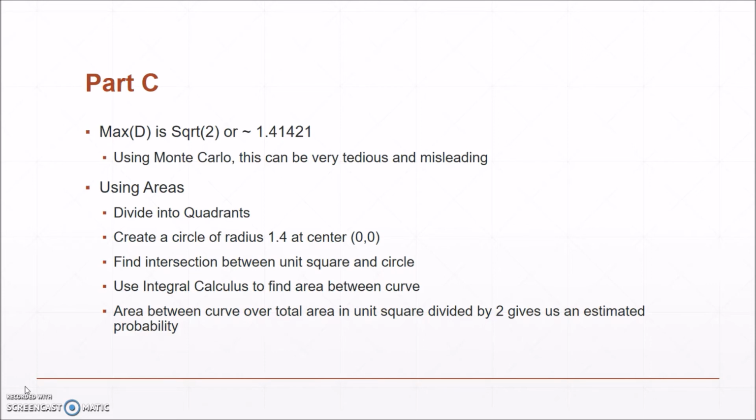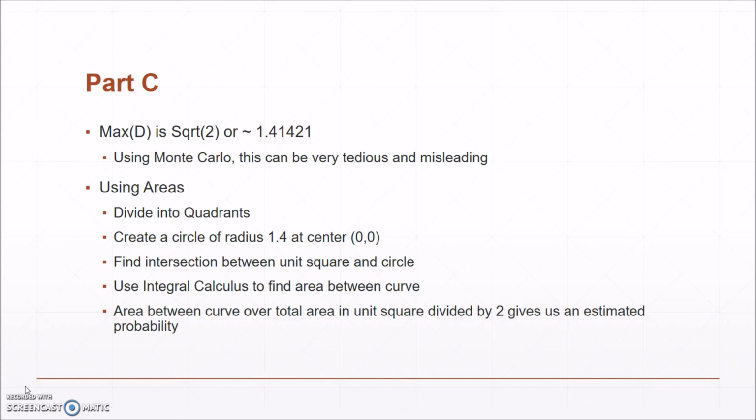So there are a few ways to, I guess, approach this problem. Instead of using simulations, you can just use areas, because eventually Monte Carlo will use simulations to determine probabilities using areas. But we can figure out the areas by dividing up the quadrants of the unit circle and creating a circle of radius 1.4 at the center. And because we know the formula for that circle, we can find an intersection between the unit square and that circle, which means we can now use integral calculus to find an area between the curves. That area between the curves really can be divided over the total area in the unit square.